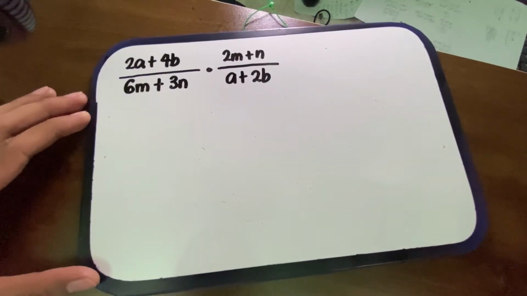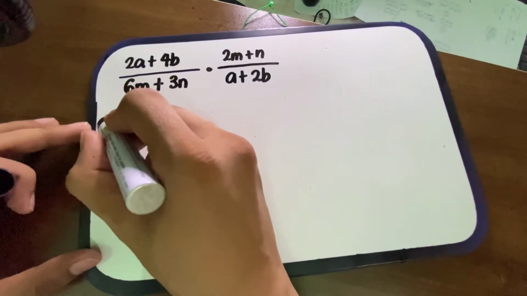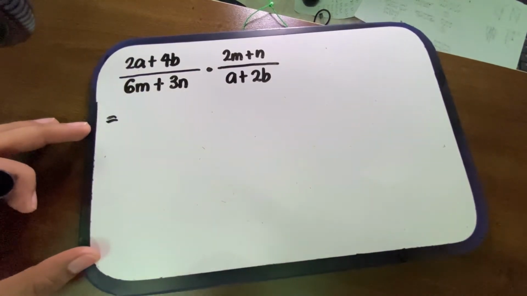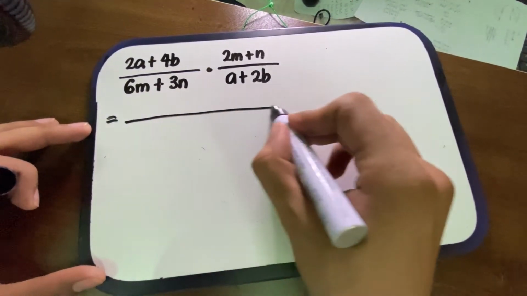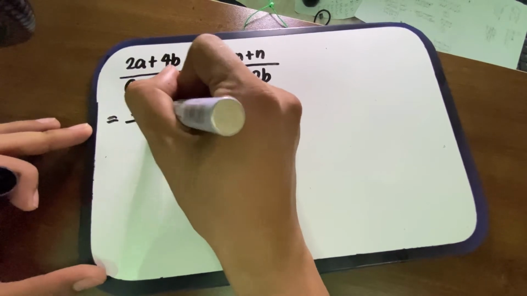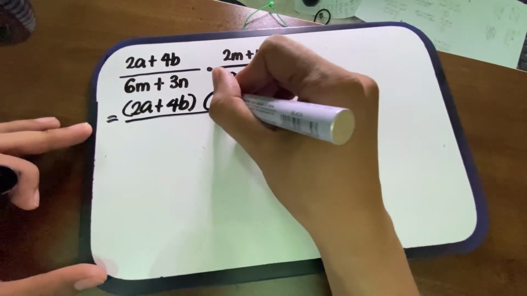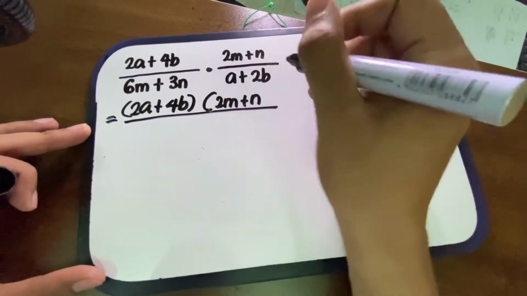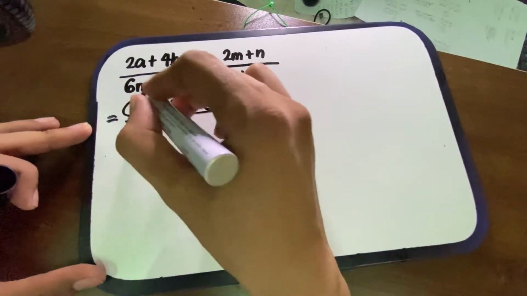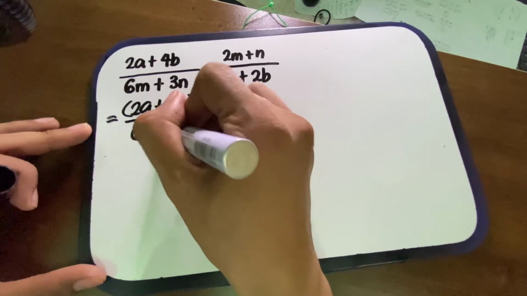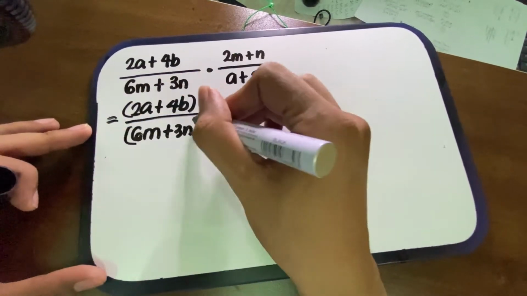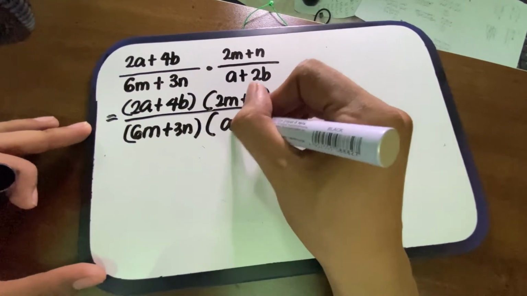Okay, next is 2a plus 4b over 6m plus 3n times 2m plus n over a plus 2b. Again, you have to copy this one. So 2a plus 4b multiplied to 2m plus n. Next, we have 6m plus 3n multiplied to a plus 2b.